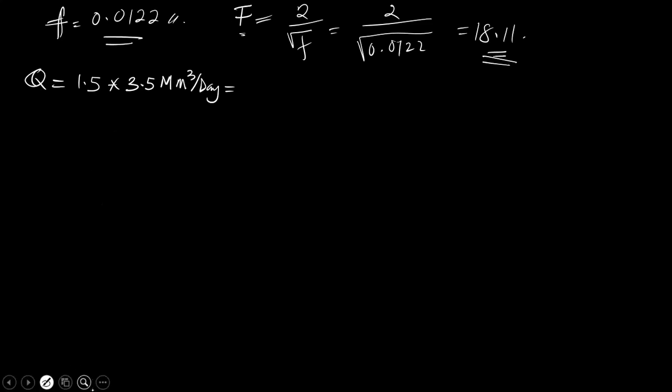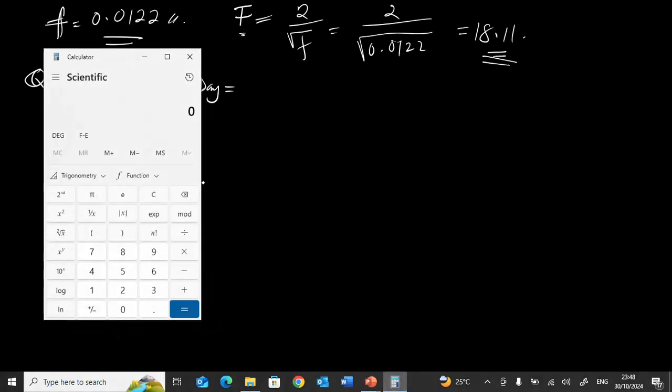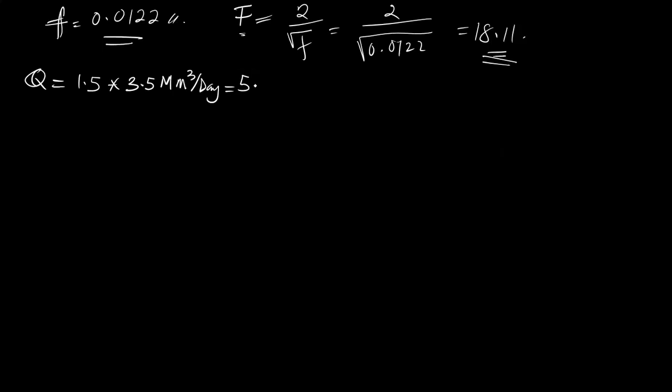So now let's open our calculator to calculate this. Now with our calculator we have 1.5 times 3.5. So this gives us 5.25. So 5.25 times 10 raised to power 6 meter cube per day. So that is the flow rate we have now.